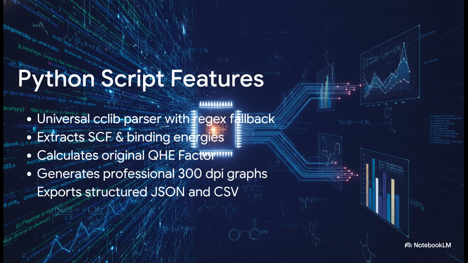Instead of tedious manual data entry, the script uses a universal cclib parser with a regex fallback to instantly read output files. It automatically extracts your binding energies, calculates that critical QHE factor we just broke down, and instantly generates structured JSON and CSV files alongside professional 300 DPI graphs. It's essentially your automated lab assistant, flawlessly bridging the gap between raw quantum data and actionable laboratory insights.